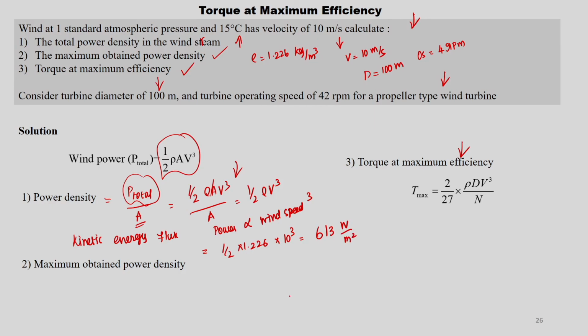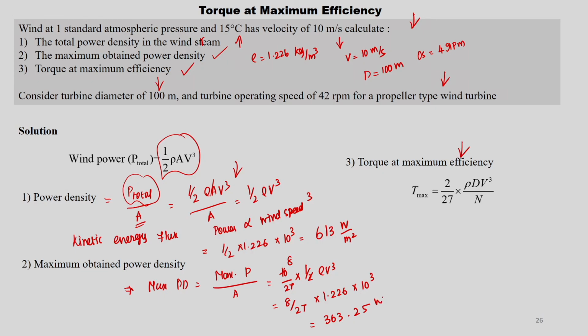So, what is the maximum obtained power? The maximum obtained power density is maximum P upon A. We already have half rho V cube, right. If you multiply it with 16 upon 27, this becomes 8 divided by 27 into rho, which is 1.226, into velocity 10 to the power of cube. What you would be getting is 363.25 watt per meter square.